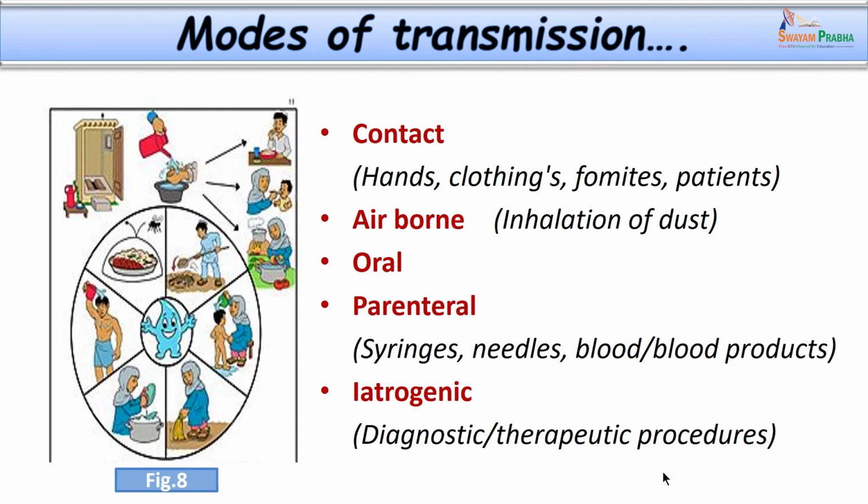Now, once we have the source of organisms in and around the patient, how are they going to get transmitted? The routes of transmission can be through direct contact from the hands of the patients or healthcare personnel, or they can be from the clothings, fomites. It could also be airborne. There can be inhalation of the dust, oral route, parenteral route. It is usually through some healthcare interventions. They can also be iatrogenic infection. What is iatrogenic infection? Iatrogenic are the ones which are as a result of any diagnostic or therapeutic procedures.